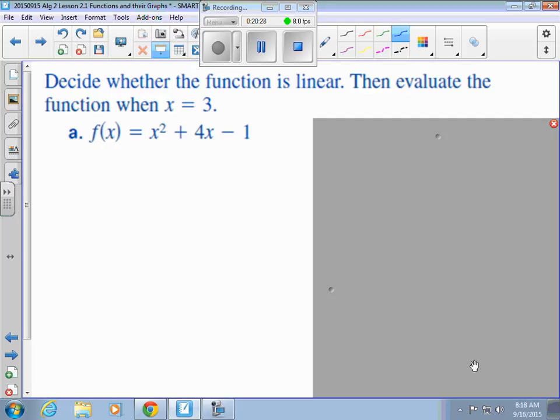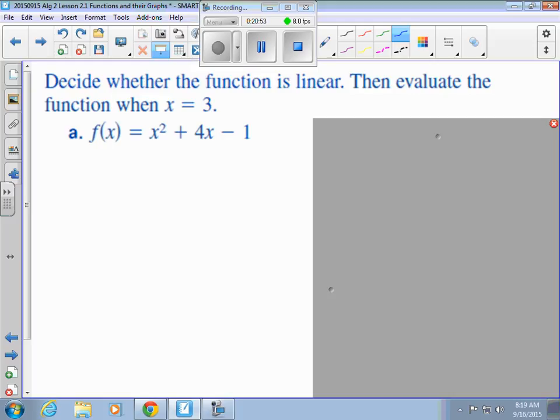Okay, a little shorter than a minute. I heard somebody right away, when I said is it linear or not, say no. You can look at this right away and determine it is not a straight line. It is not a linear equation because of that exponent right there. That makes it a parabola. That's going to give us a curved line, or something that looks like a great big U when we graph it. Okay, then it says to evaluate the function when x equals 3.